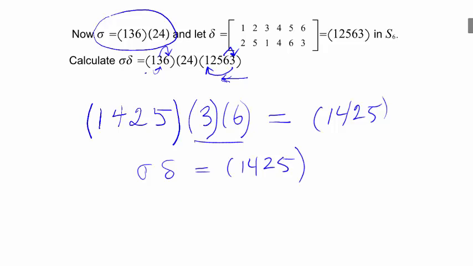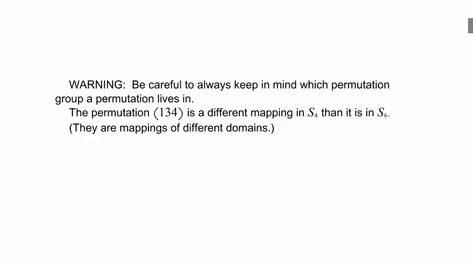And that's how you calculate using these cycles. We'll do more examples, and in the next video there's lots more. This is just a reminder. Remember that the permutation, for example, (1 3 4), a 3-cycle, sends 1 to 3, 3 to 4.